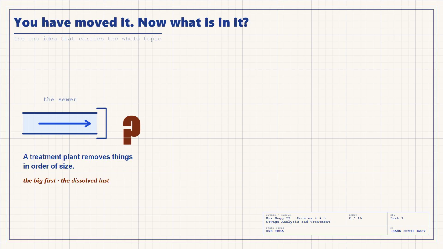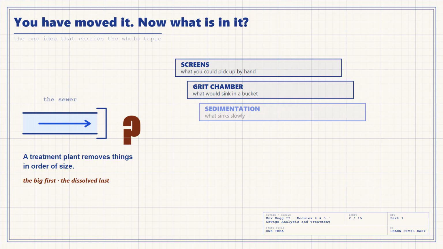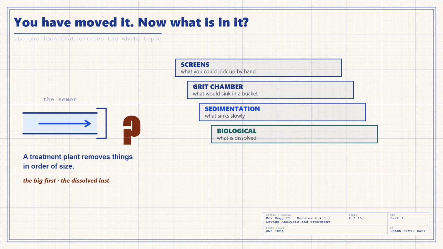A treatment plant removes things in order of size. The big first, the dissolved last. Screens take out what you could pick up with your hand. Grit chambers take out what would sink in a bucket. Sedimentation tanks take out what sinks slowly. And only then does the plant go after what is dissolved. And for that, it stops using gravity and starts using living organisms. Every unit you are about to see is one more step down that ladder of size.